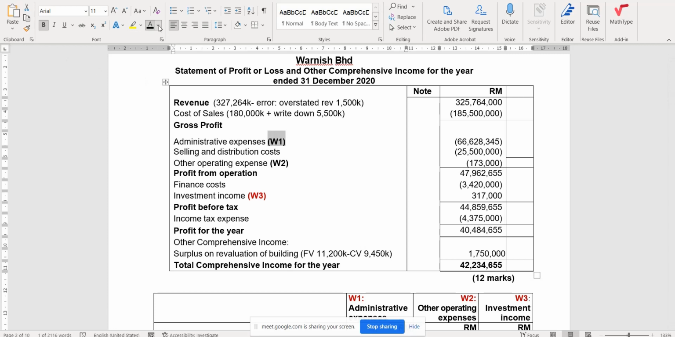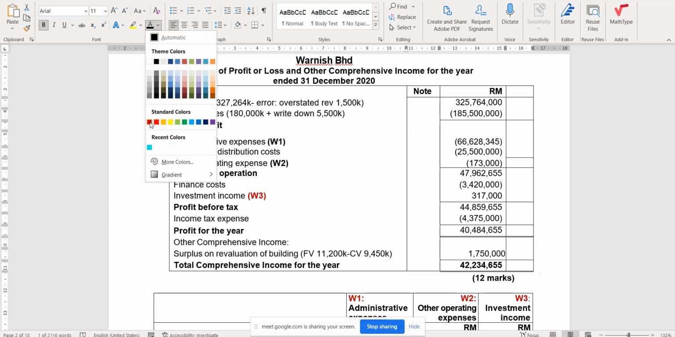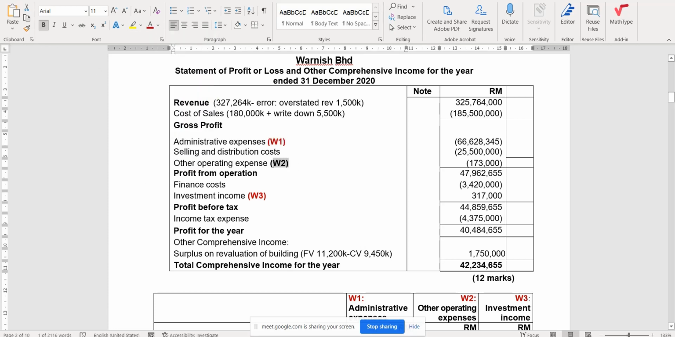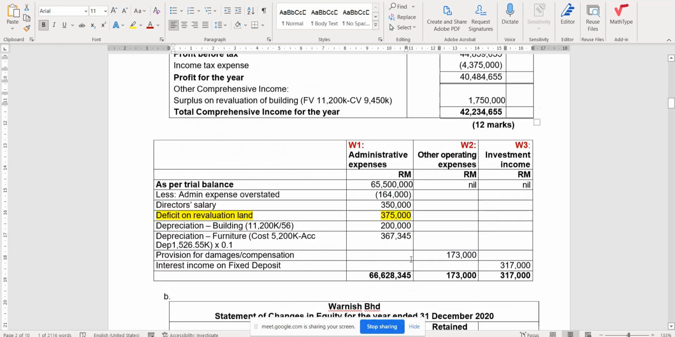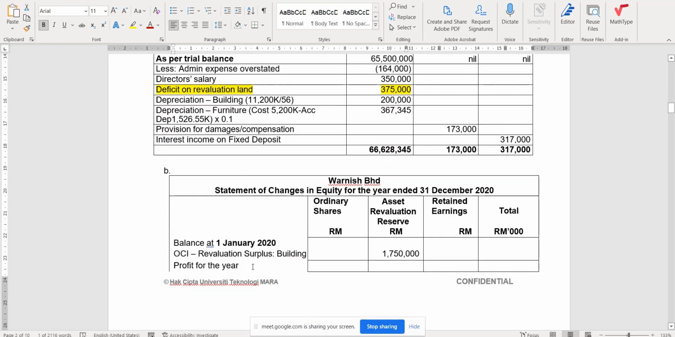Wait. I need to go and put a different color. That will make things easy. Okay, the workings are all here. Now let's go and do the last item, which is the item on your statement of changes in equity. Let's look at that item, statement of changes in equity.